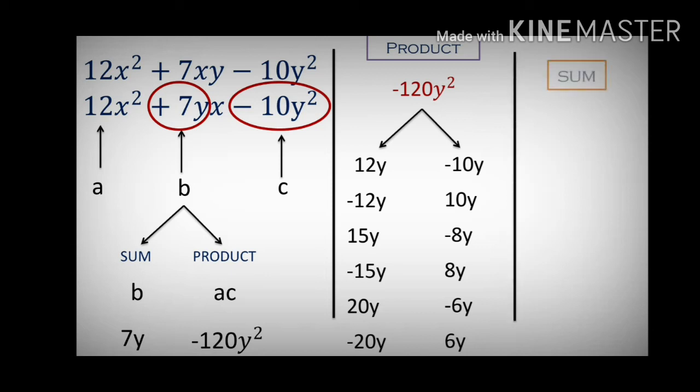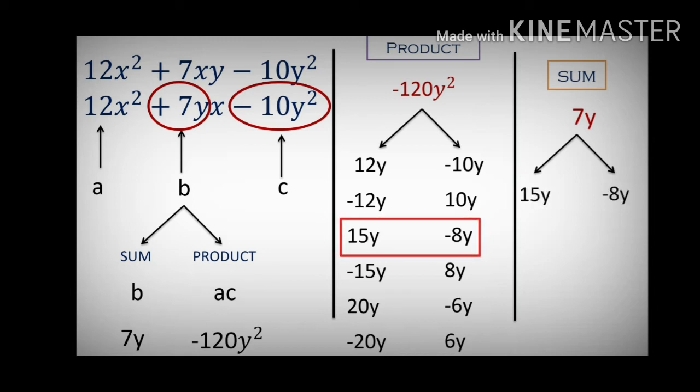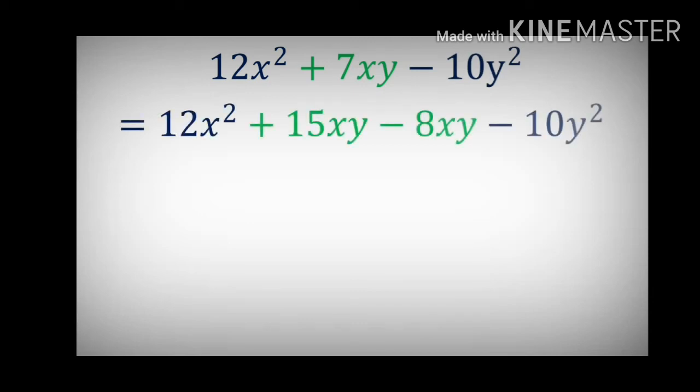But here we have to see the sum. Sum is how much? 7y. So how to get 7y? We will select one of these pairs. So 15 minus 8 we can see here. So 15y minus 8y will give us 7y. So this is the pair we need. So 7y, that is 7xy, can be split into 15xy minus 8xy.